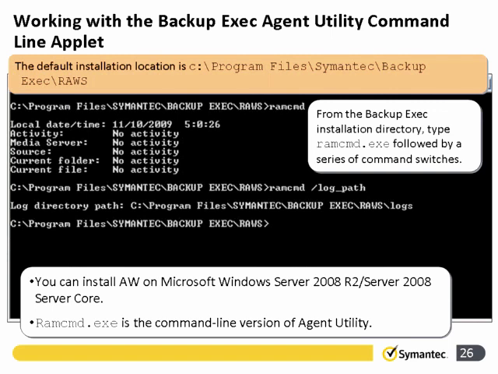ramcmd.exe is the command line applet, and if you run that executable with a /?, you'll see all the switches that you can use.